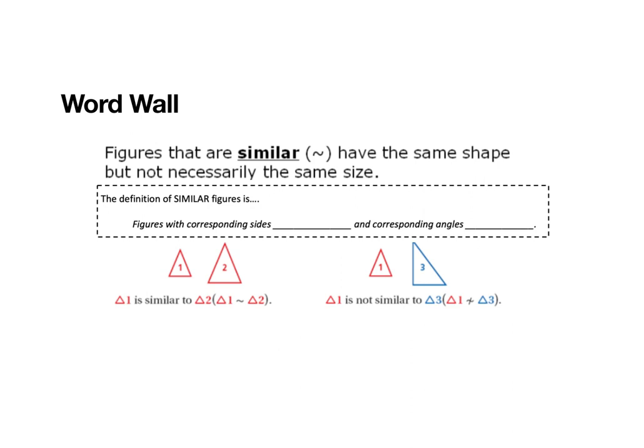Next, we are going to add this to your word wall. Figures that are similar, and remember it's the squiggle mark that means similar, have the same shape, but not necessarily the same size. You'll notice this is written in your notes. The definition of similar figures is that figures with corresponding sides are in the same ratio.